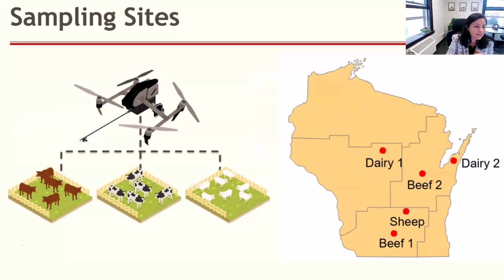So this is my student's graphical abstract. In this study, we visited 2 dairy sites, 2 beef sites, and we had 1 sheep site. Each site was visited 5 times during the grazing period. It started in late May. It was kind of a wet spring, so it started late May, beginning of June, to the late September, early October.